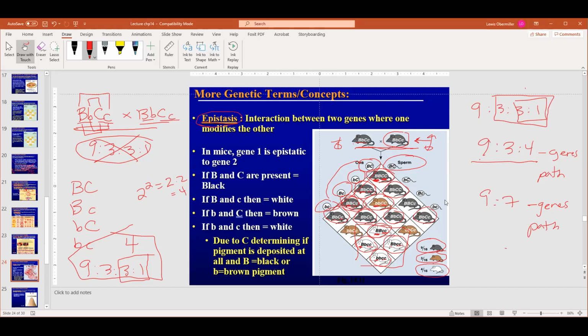So on the test, I might say, you crossed a black lab and a yellow lab, and you got a 9 to 3 to 4 ratio of black to brown to yellow labs. What is that an example of? And you would tell me epistasis, because it's a 9 to 3 to 4 ratio or a 9 to 7 ratio. If it wasn't epistasis, then it would be the Mendel ratio of 9 to 3 to 3 to 1.